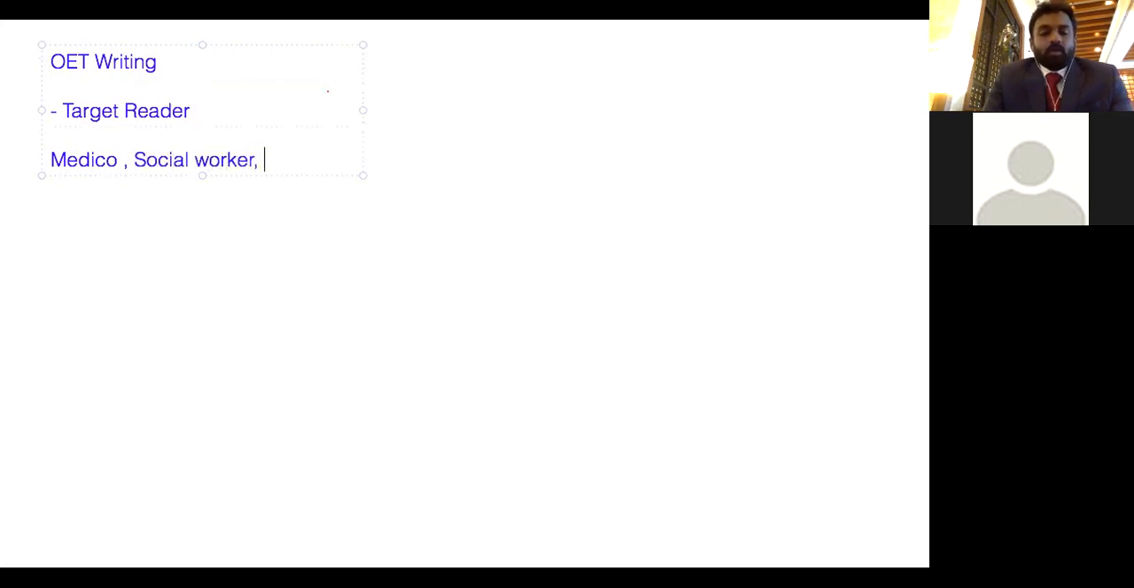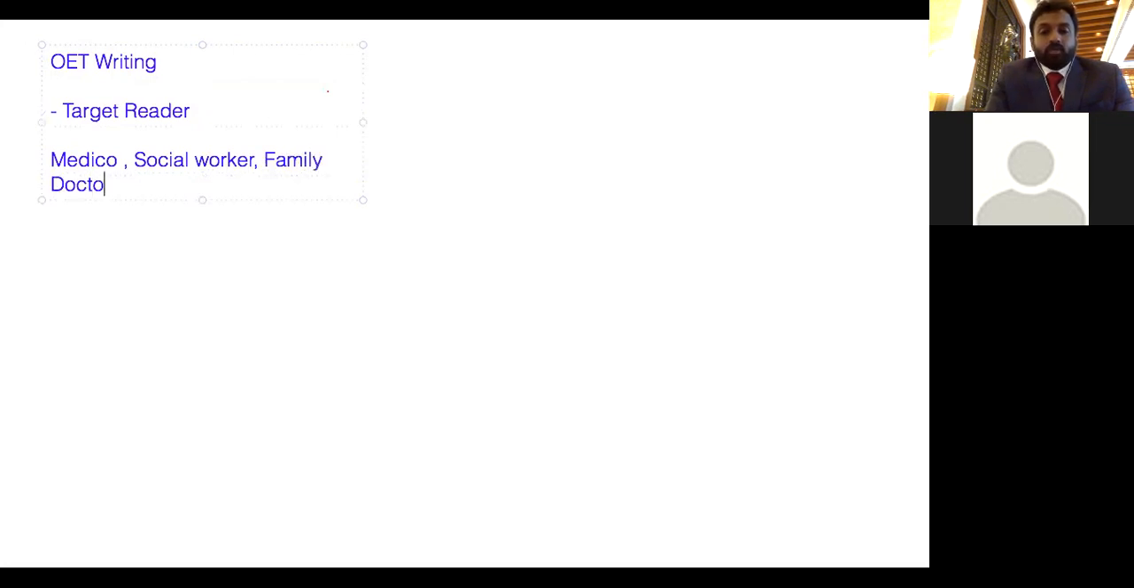Now, OET writing. When we do our OET writing, there are certain things which we need to be very clear about. The first thing is you should be able to identify in the initial 5 minutes who your target reader is. Target reader means the person to whom you're writing. This person can be any medical professional, a social worker, a non-medical person, or maybe a family doctor.